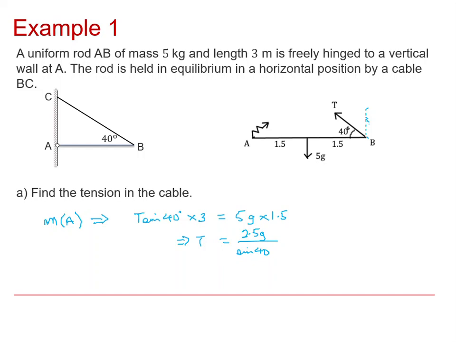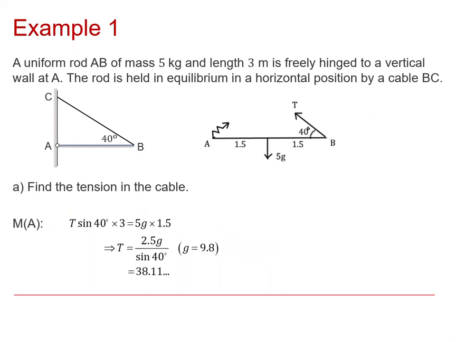So we reach for the calculator and put the numbers in. That gives us the answer: 2.5g over sine 40 with g as 9.8, and we get 38.11, etc. So that's the tension in the cable, and we can give the answer in context to an appropriate degree of accuracy. So what comes next?